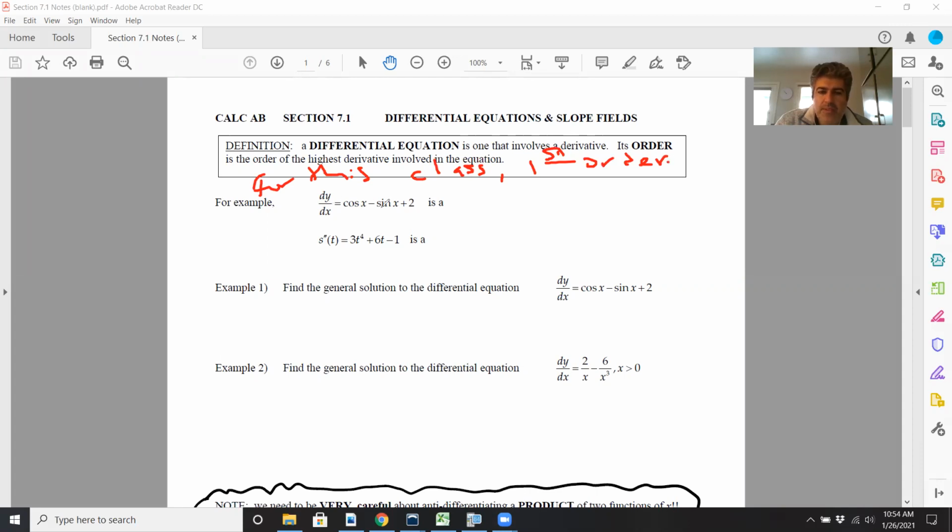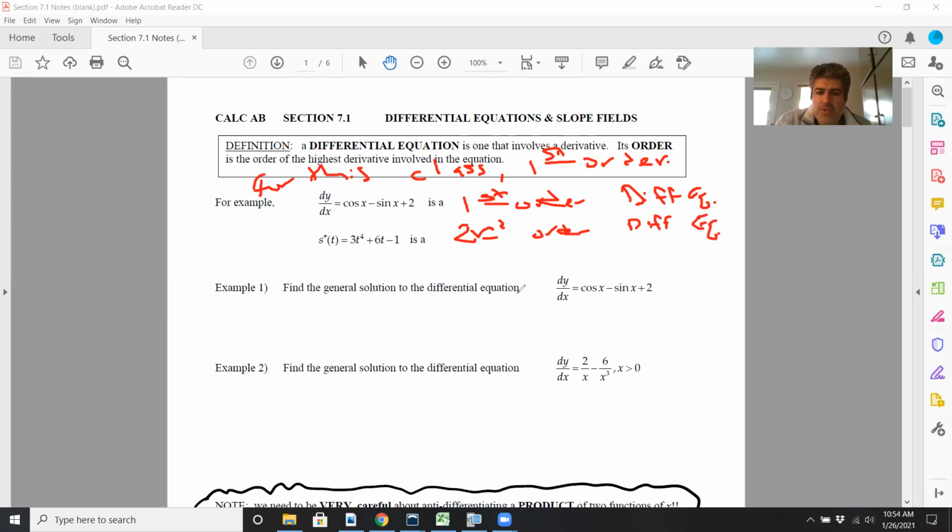So you have dy dx equals this. We call that a first order differential equation, and for short, I'll call it diff eq. This is called a second order because you have a second derivative. But for this class, we'll only do first order, so we'll keep things simple.